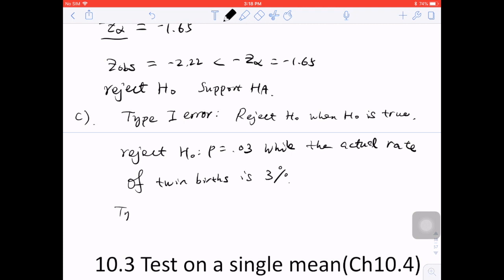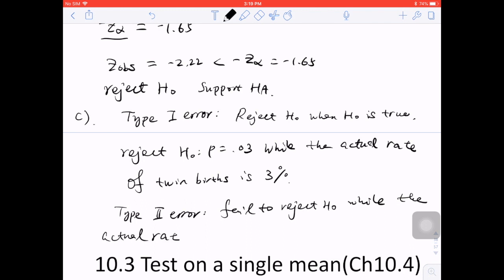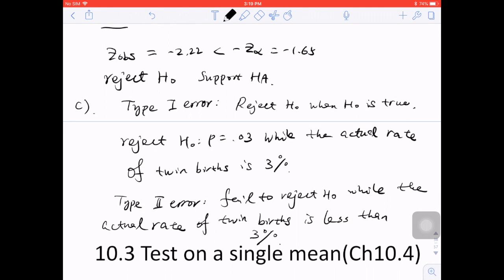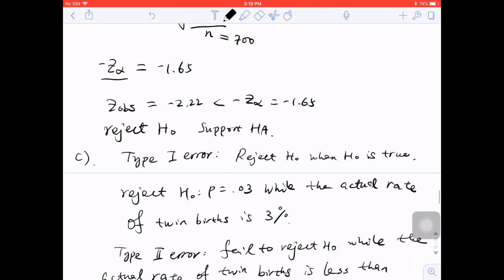Okay, so what's type 2 error? So type 2 error is when your null hypothesis is not true, but you fail to reject the null hypothesis, right? So you fail to reject H0 while the actual rate of twin births is less than 3%. Okay, so that's for question C.